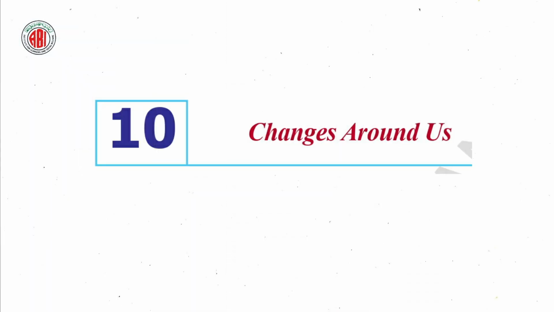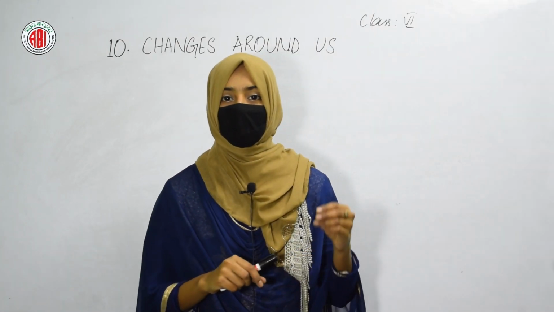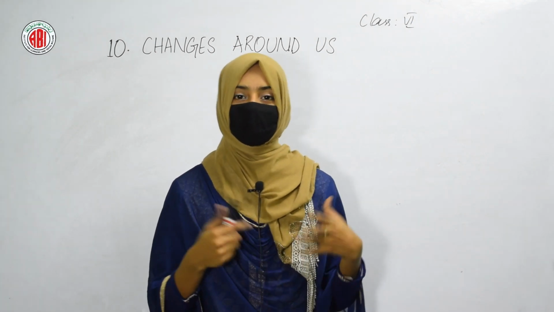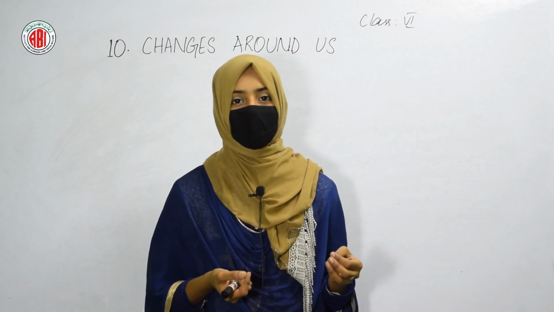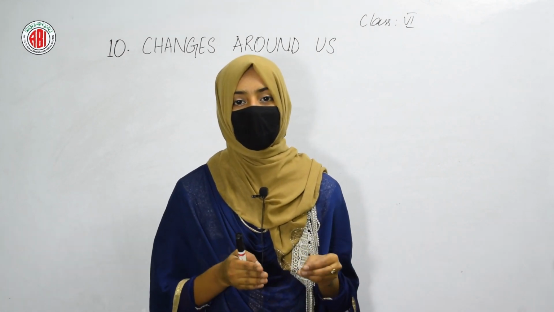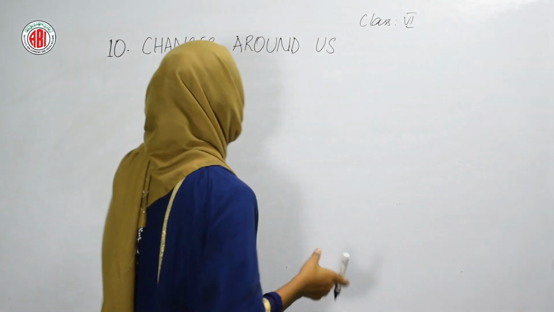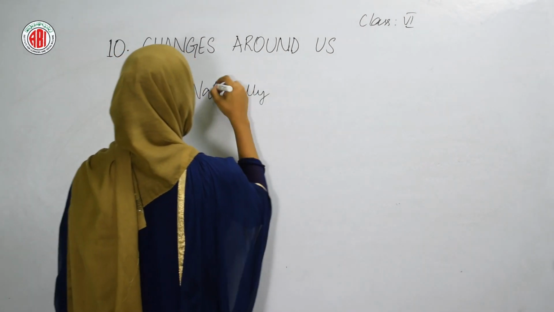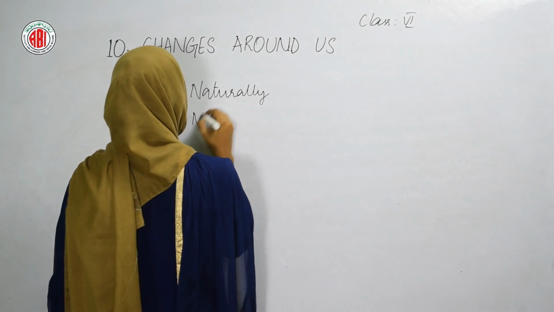In today's class, let us start a lesson, Changes Around Us. In our daily life, we can notice many different changes that arise around us. These changes can be either natural or artificial. That means the changes brought about by human beings can be termed artificial or man-made changes. So basically, changes are classified into two types: natural changes and man-made changes.